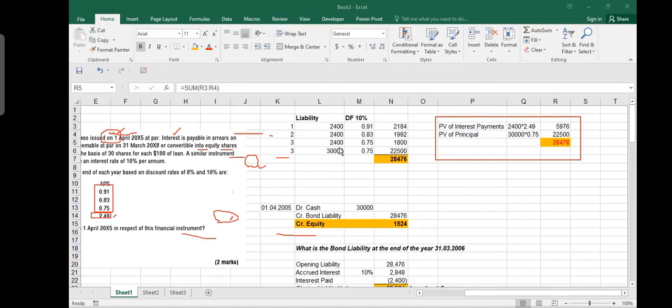So this would be like a short way of doing it. The other takes a little bit more time. This is a short method of doing it. In any case, you will get the same answer. And this is our question number 1.